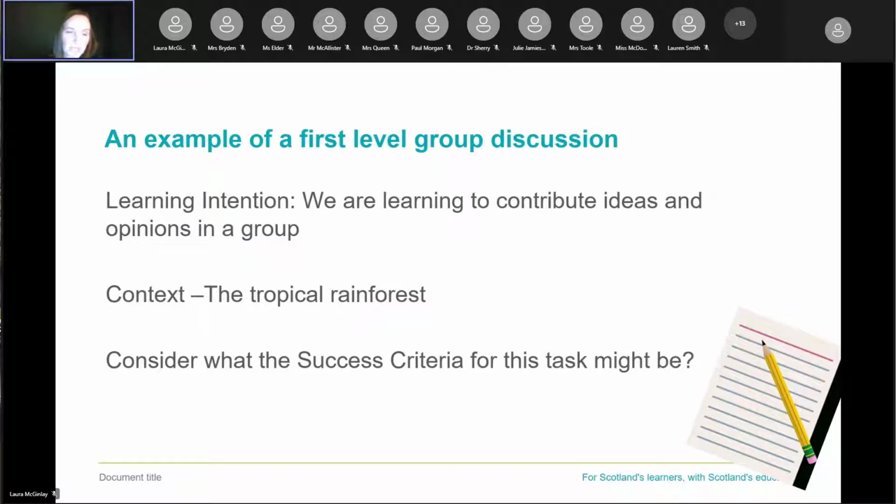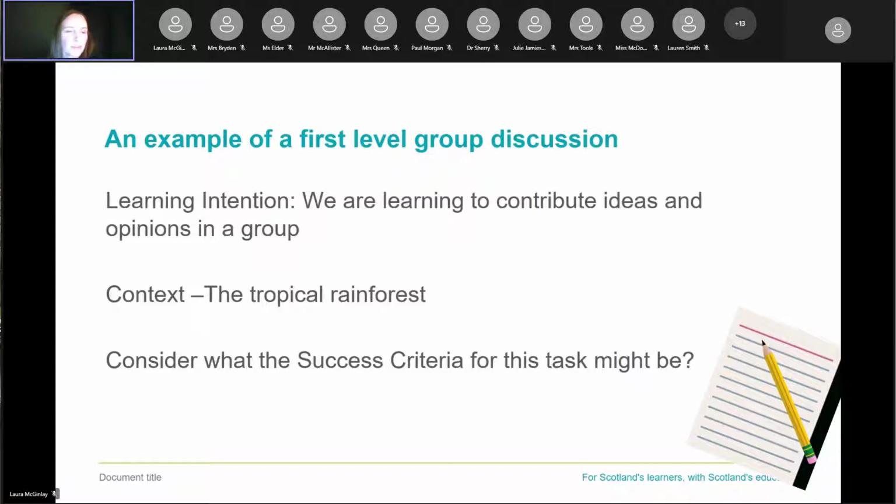Next slide. So we're going to take you through a practical example of how we might plan for a group discussion. Imagine you have a group of first level learners, and as part of social subjects they've been learning about the rainforest, and the teacher has planned an activity where they have to contribute their opinions and their ideas about living in a rainforest within a small group. So just thinking for a moment, what might the success criteria for this activity be? I'll give you a little moment to consider, if you were setting up this task, what would success look like for these learners?